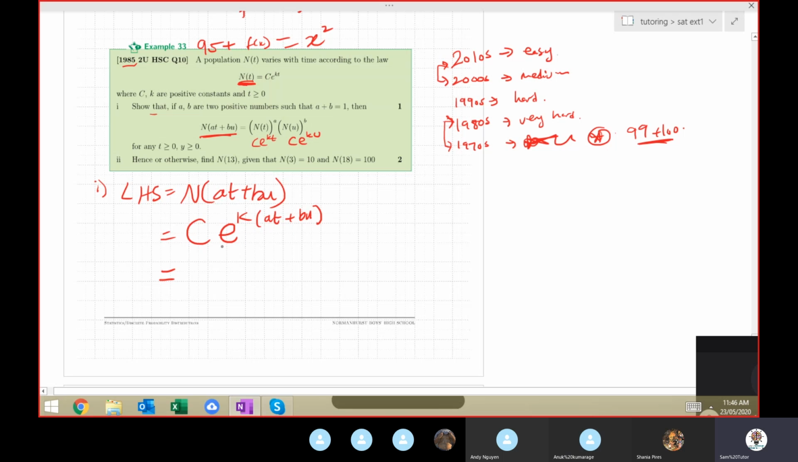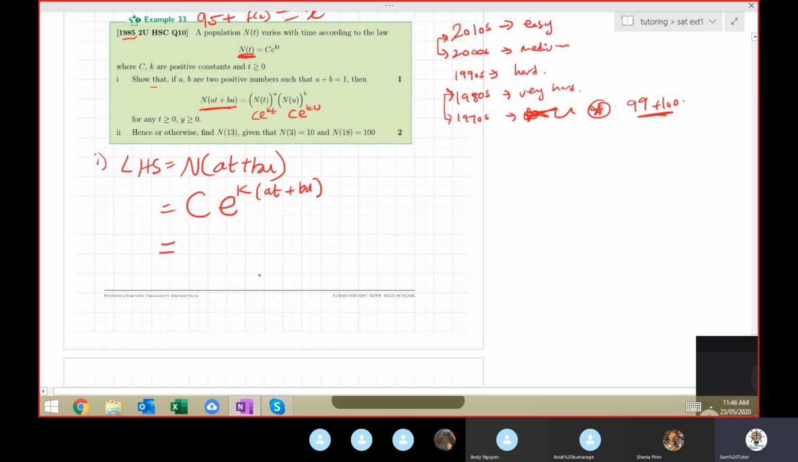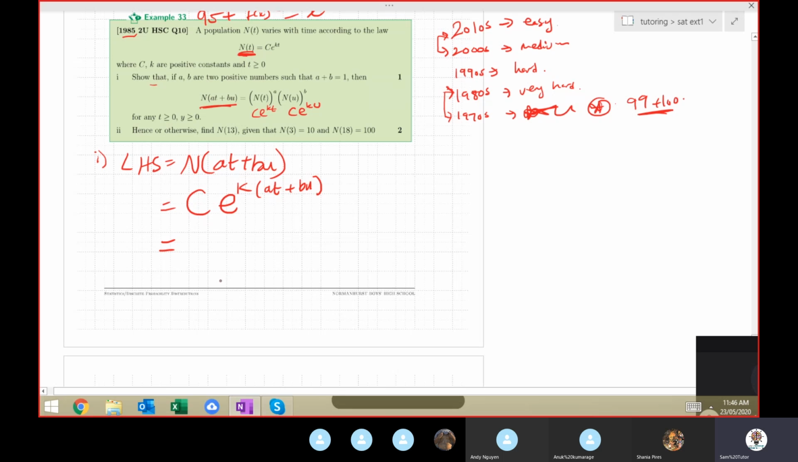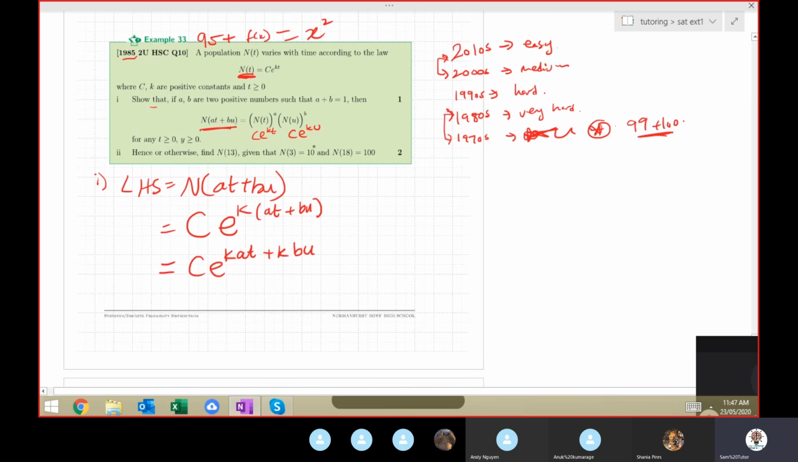So what would you do with this right now? If you had this in your exam, you got up to this stage, what would be your next line? Me, I would be like, well, I don't like these brackets. I'm just going to expand it, right? That would be me. KAT, and then plus KBU. And then I'm thinking, my God, I'm so close. EKU, KU, KT, KT. There's an A, there's an A, there's a B, there's a B.